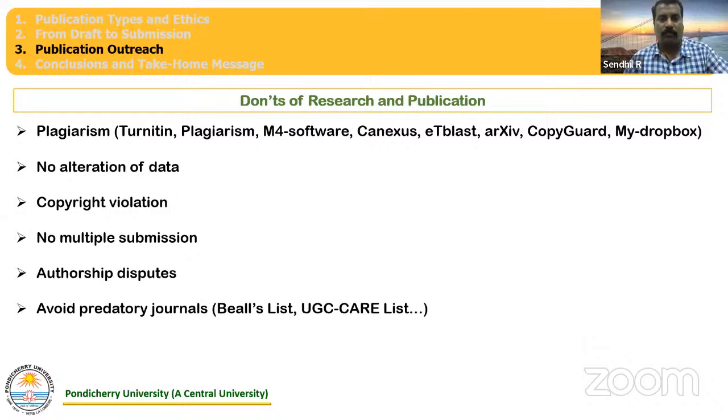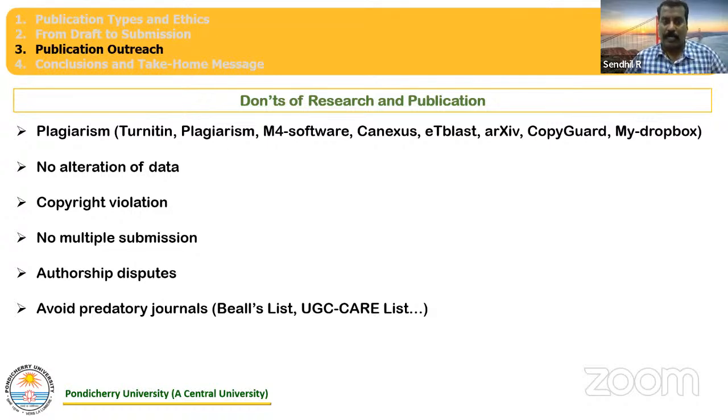What are the don'ts of research and publication? So far we have seen what should be done. Now I'm going to talk about what should not be done. Plagiarism, I already told. There are several softwares through which you can detect the extent of plagiarism. Usually, journals keep 15%, but in academic institutes the level of plagiarism allowed is 10%. That is text similarity.